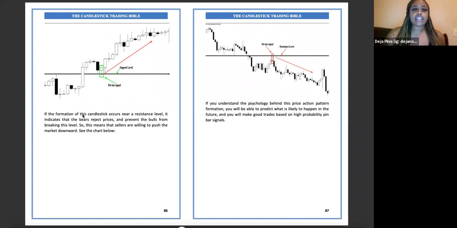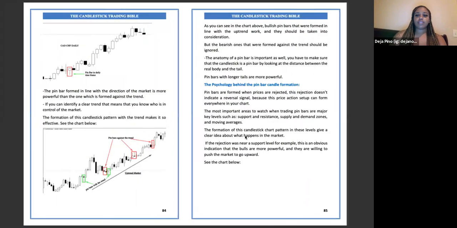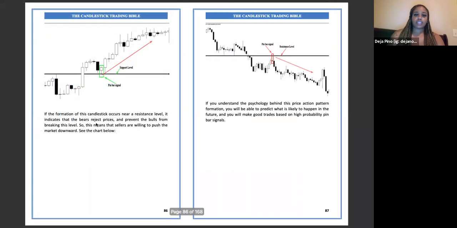So in this case, this says if the formation of this candlestick occurs near a resistance level, it indicates that the bears reject prices and prevent the bulls from breaking this level. So this means that the sellers are wishing to push the market downward. It's kind of confusing because this one is talking about this picture, and the previous paragraph is talking about the other picture. The previous pin bar should be at a support level, indicating the uptrend. This picture should be a pin bar at a resistance level, the shooting star, to go down for the downtrend. Same thing here, break and retest. It broke through the support and then bought up and created a new resistance level.